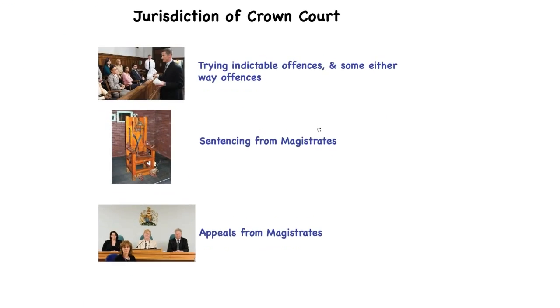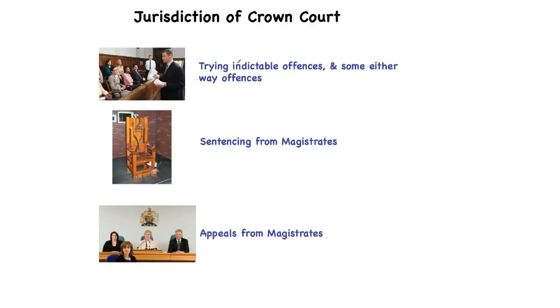The jurisdiction of the Crown Court obviously try indictable offences and some either way offences. We've already heard that they're the more serious either way offences, haven't we? The Barings Bank offences. They are responsible also for sentencing from the magistrates. So if you remember, the magistrates have a maximum of 6 months.